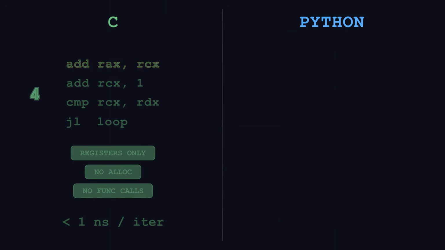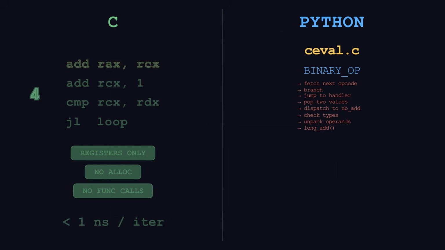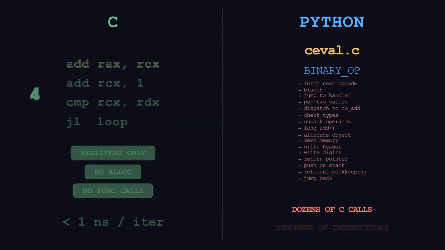Now here is what Python is running. Not Python, not bytecode. The C function inside CPython that executes your bytecode. This file is called ceval.c, and this is the path for 1 binary op. Fetch the next opcode. Branch, jump to the handler, pop 2 values. Dispatch to the type's add slot. Check types, unpack operands, call long add. Allocate an object, zero the memory. Write the header, write the digits, return a pointer. Push it on the stack. Ref count bookkeeping. Jump back. Dozens of C function calls. Hundreds of instructions. Just to do what C does in 1.